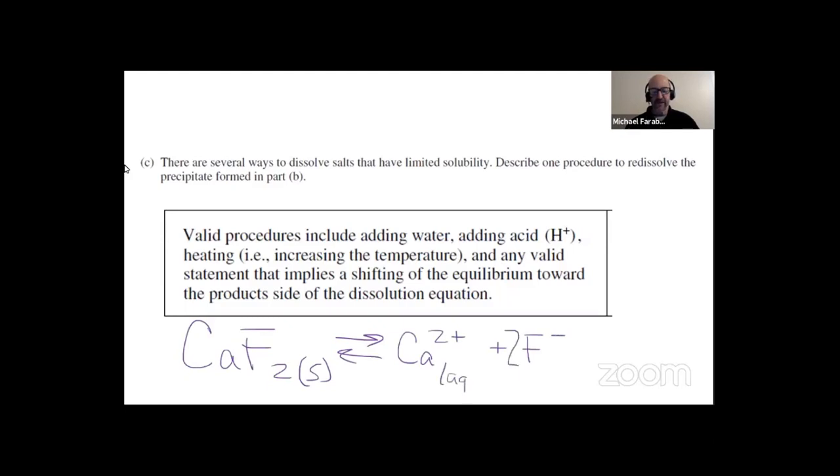I talked about this in yesterday's lesson. It turns out that since fluoride is a weak base, adding H+ will react with the fluoride, causing the concentration of fluoride to go down as it forms the molecular version of HF, the hydrofluoric acid. As it decreases that concentration of fluoride, that will shift the equilibrium toward the right. So again, either adding more water, adding acid, or heating the solution would increase the solubility.